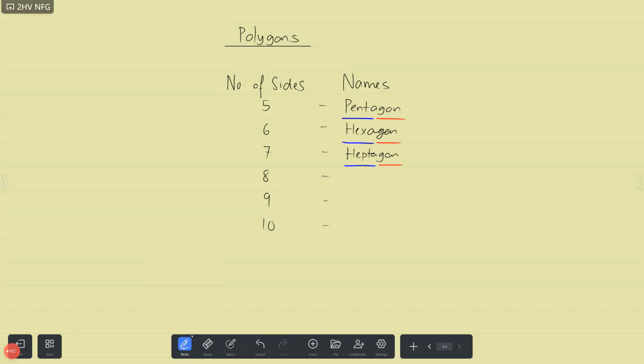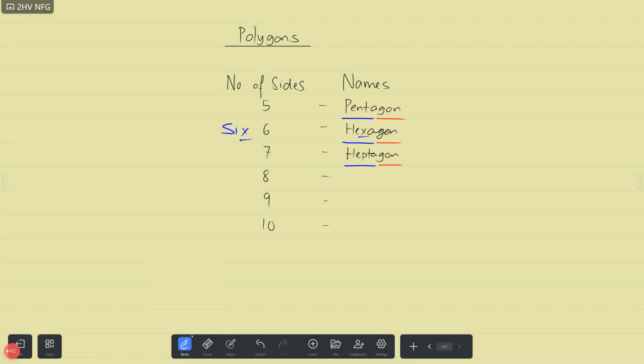For hexagon, I can remember the number 6. Six is spelled S-I-X, so I need to have an X over here. Your hexagon and your heptagon sound very similar, so how to distinguish? Hexagon has the letter X, like the number 6. So hexa belongs to 6.